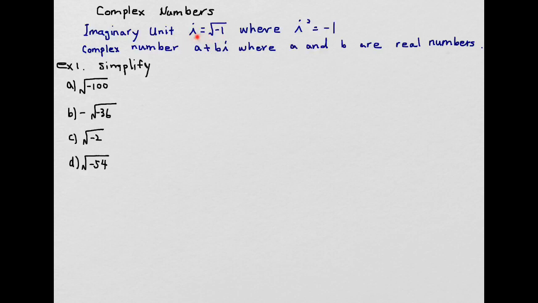So we say this is not a real number. Now we're going to give a name for the square root of -1. We call it the imaginary unit i. Whenever you see the square root of -1, you have to change it to i, the letter i. Whenever you see i squared, you can change it back to -1.